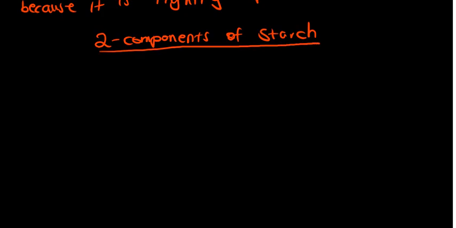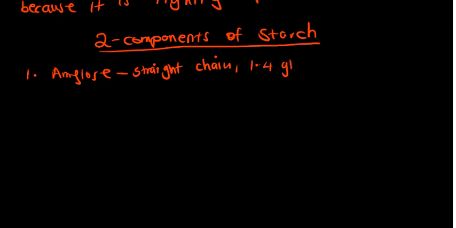So we have one which is amylose. So this amylose has a straight chain with thousands of the monomer units of glucose which are linked by, so straight chain, so joined by 1,4 glycosidic bonds.